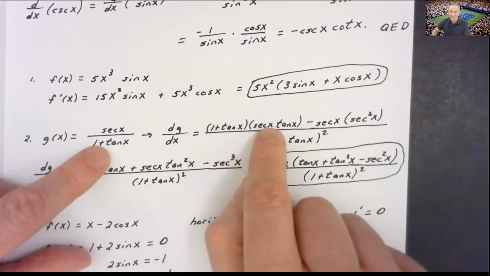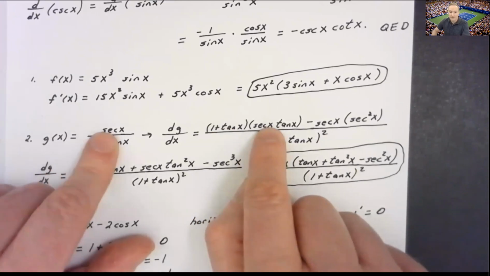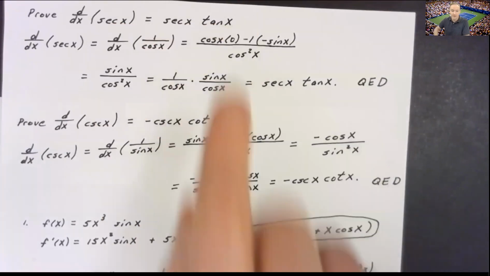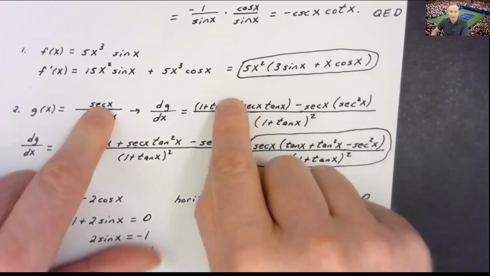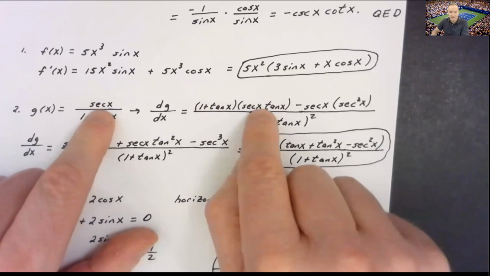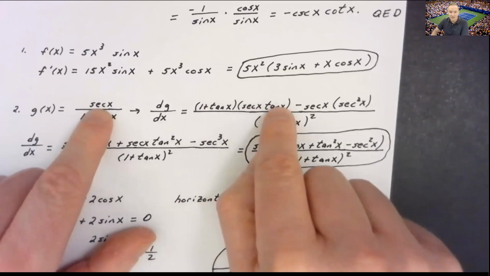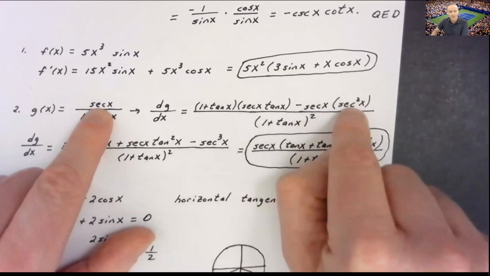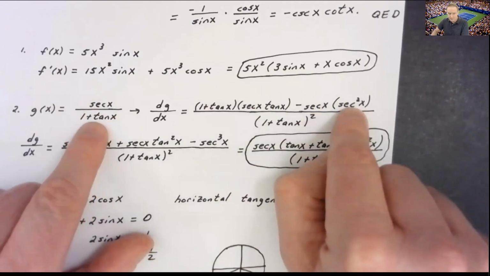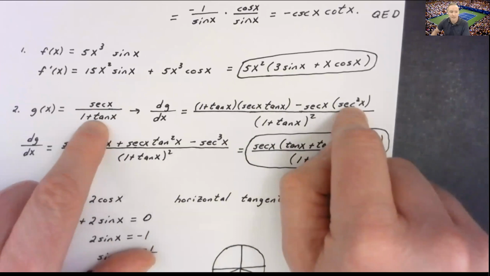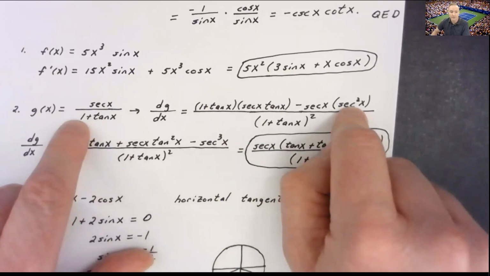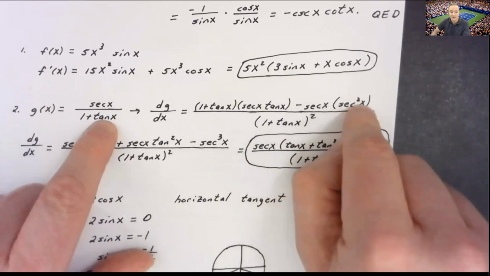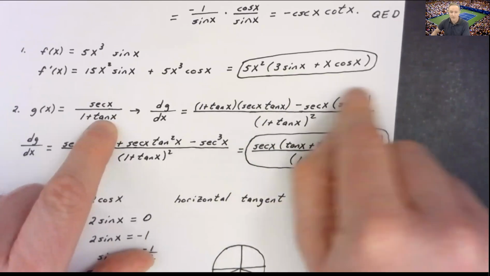So low d high. Well, derivative of secant, we just proved it right up here. Derivative of secant is secant tangent. So I can say low times the derivative of the high function is secant x tangent x minus high, secant x, times the derivative of the low function. Well, that's the derivative of 1 plus tangent x. We know that the derivative of 1 is 0, but then the derivative of tangent x is secant squared x, which is where this comes from.